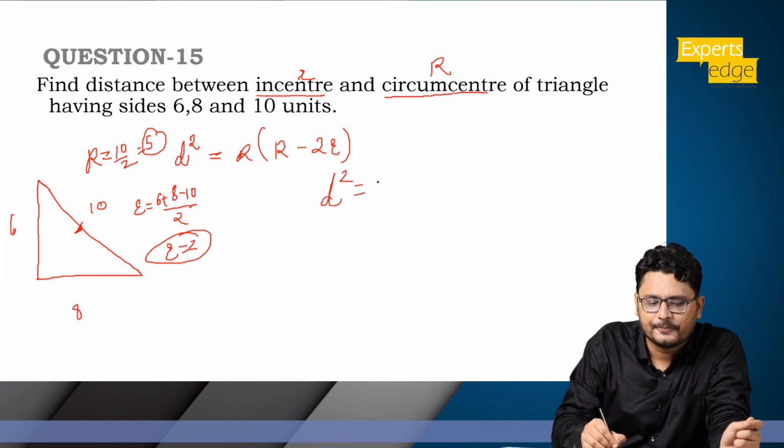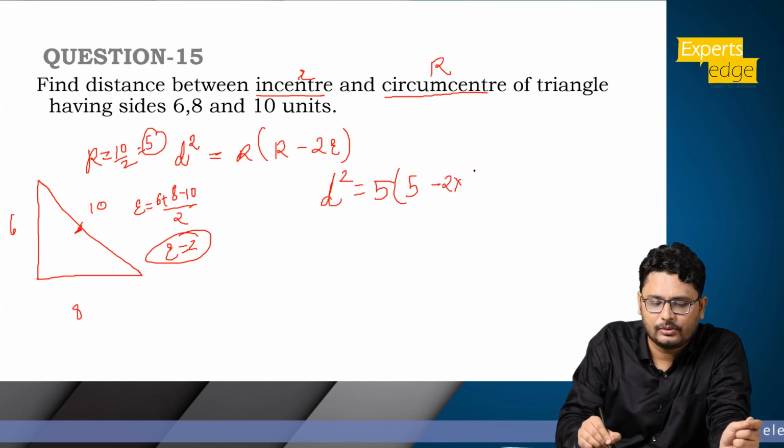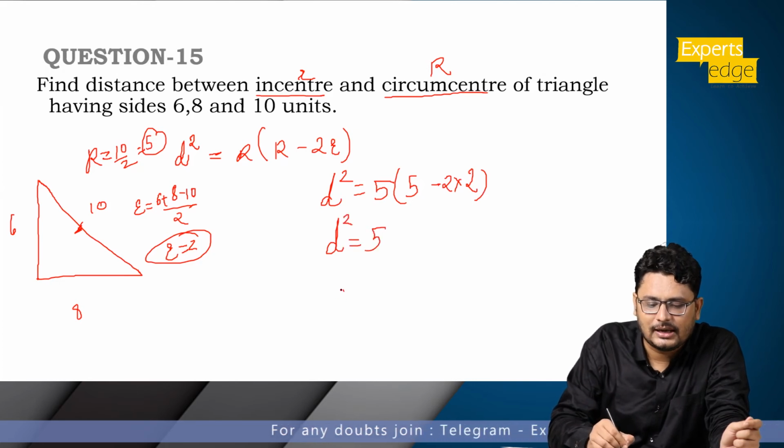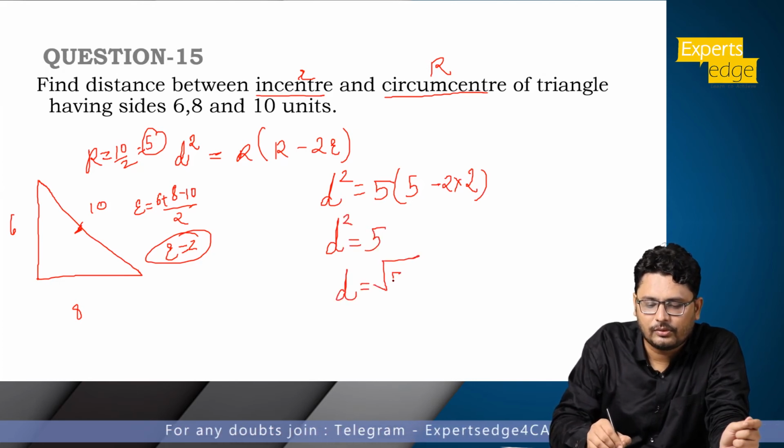It is 5 bracket 5 minus 2 into 2. So basically d will be nothing but 5 minus 2. D square is 5. So d has to be root of 5.